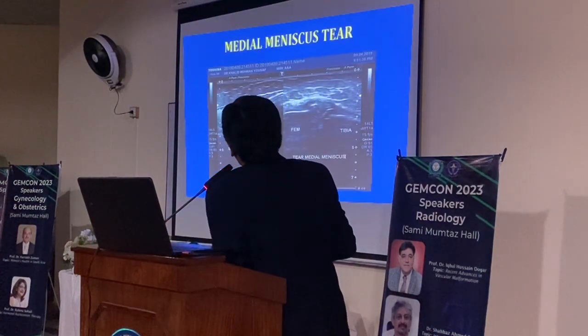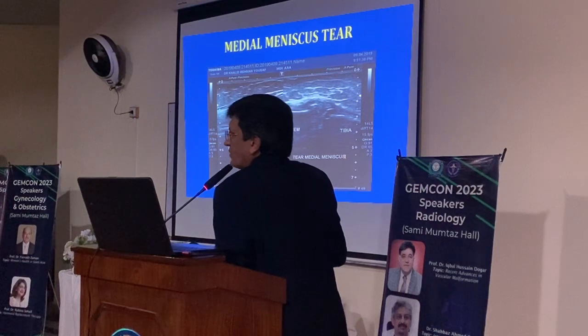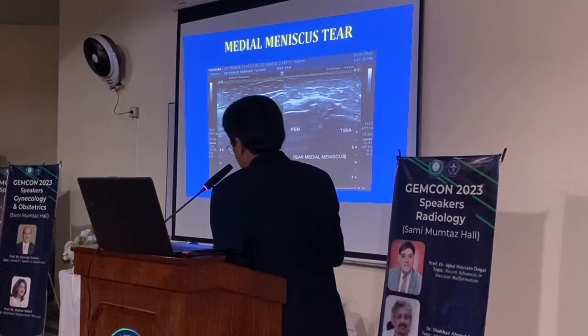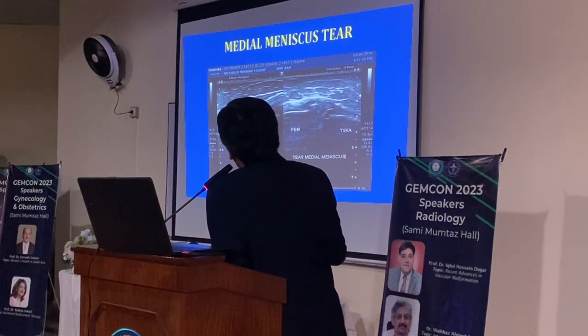The meniscus, yes, the sensitivity of diagnosing the meniscus is much higher in MR, but we can visualize the meniscus on musculoskeletal ultrasound. This is a degenerated tear with bulging of the medial meniscus, and it's pushing the medial ligament laterally. This is the torn medial meniscus, which is seen on the ultrasound.